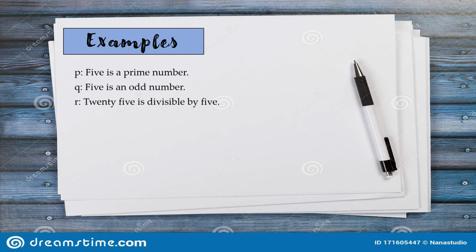Another example, proposition P, 5 is a prime number. Proposition Q, 5 is an odd number. Proposition R, 25 is divisible by 5. Then, determine each conjunctive proposition: Q and P, R and P, and R and Q.